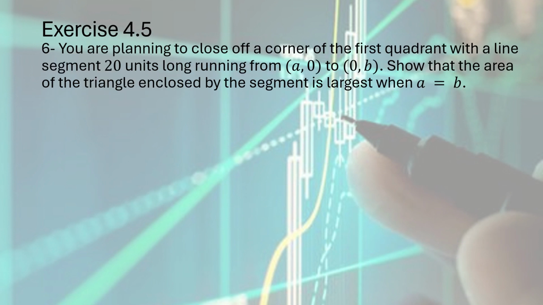Okay, जी, you are planning to close off a corner of the first quadrant with a line segment 20 units long running from point (A,0) to point (0,B). (A,0) is a point on the x-axis whereas (0,B) will be a point on the y-axis. Show that the area of the triangle enclosed by the segment is largest when A is equal to B. In this case, we consider the x-axis and y-axis because we have a line with the length of 20 units in the first quadrant.